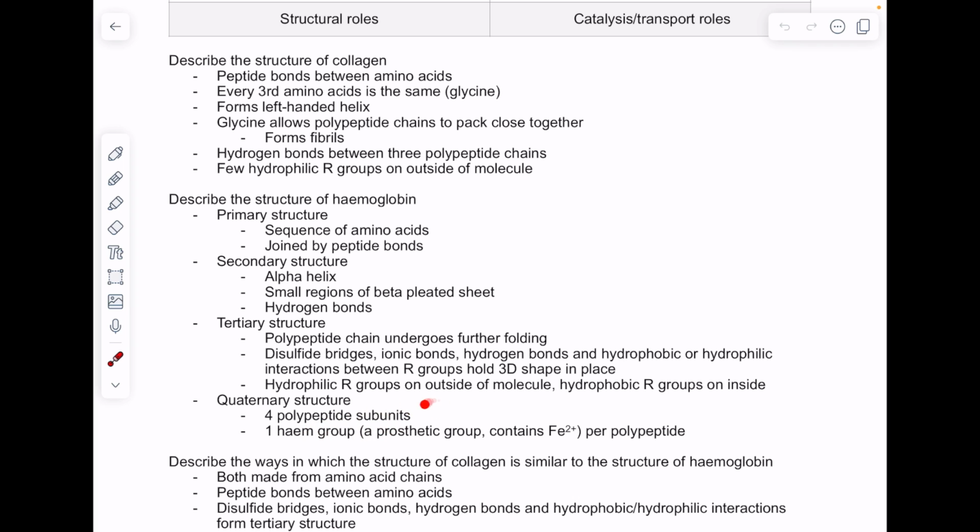That contains our prosthetic group, something which isn't a polypeptide, which in this case is Fe2+. Fe2+ in heme is part of the reason why it's so important that we have plenty of iron in our diets, because that contributes to us having blood which can transport lots of oxygen on the red blood cells.